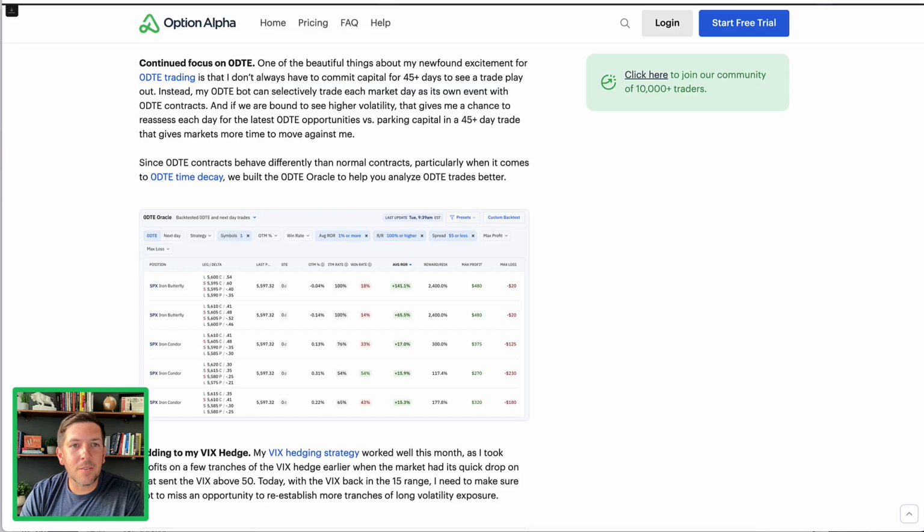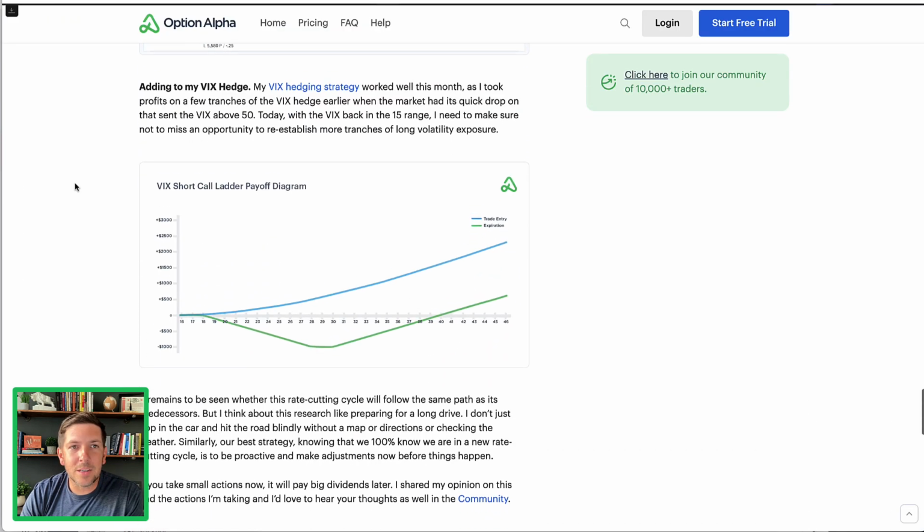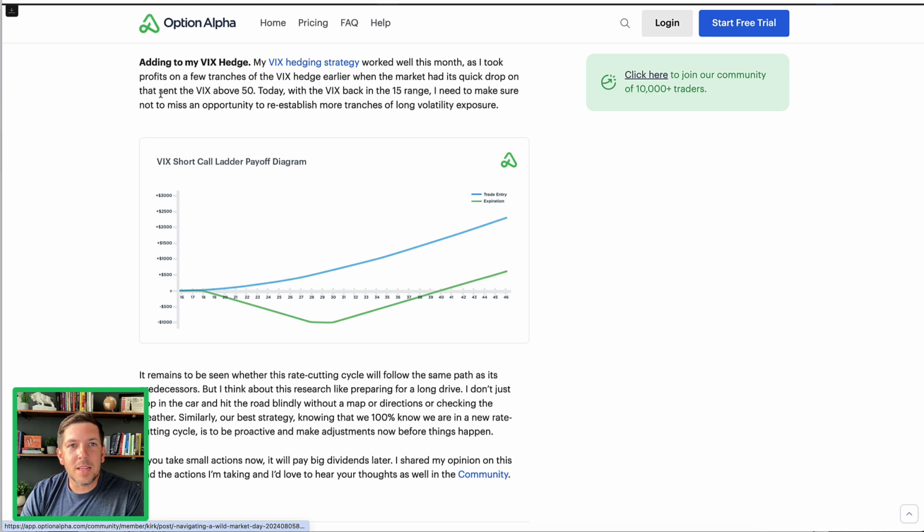The final thing I'll be doing is, again, adding to my VIX hedge. I posted about it inside the community the day the market had a pretty big drop and the VIX went north of 50. It's generally been working out. It's a good one, but it's not for everybody, so take a look at it if you're interested. We put some articles on the website on how the VIX hedge generally works and how you can set it up, but it's just some sort of long volatility exposure in your account.